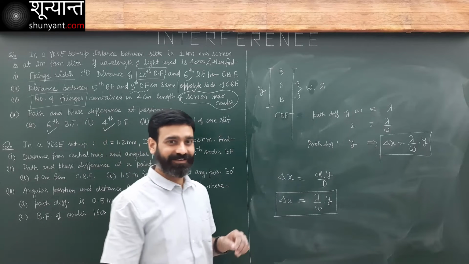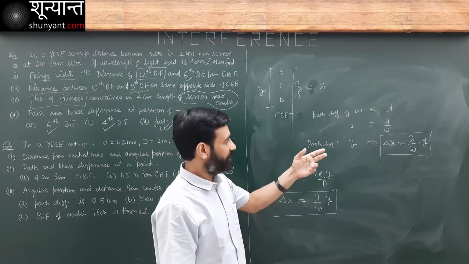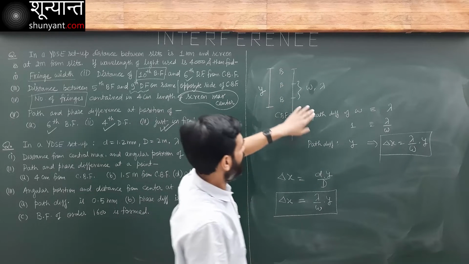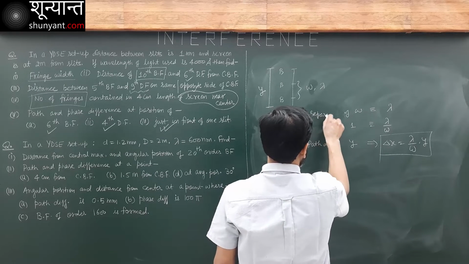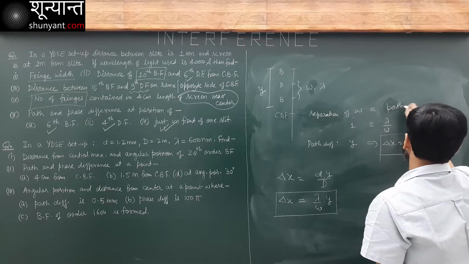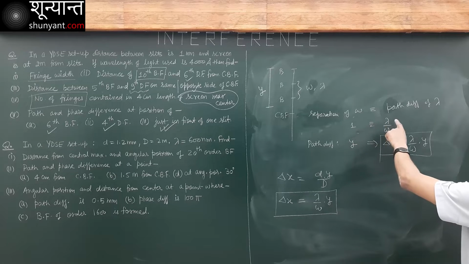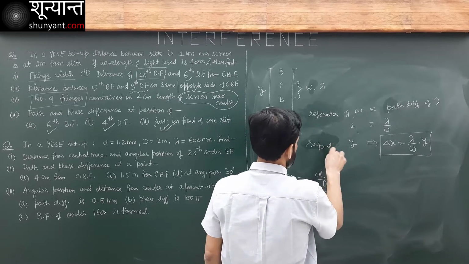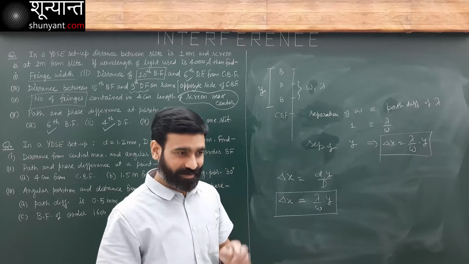Does that make any sense? Okay. Separation of omega corresponds to a path difference of lambda. So a separation of 1 will correspond to a path difference of this. And a separation of y will correspond to a path difference of this. That's how we can get some other aspect.